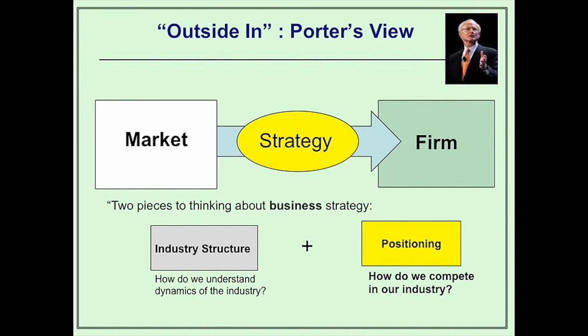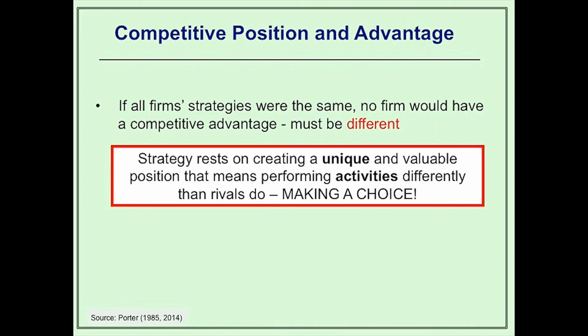Now here Porter is emphasizing the need for firms to be different. What he's saying is that if firms were all the same in industry, then no firm would have a competitive advantage. He goes even further. He says that strategy rests on creating a unique and valuable position, which means performing activities different than rivals do. And in that, fundamentally, firms have to make a choice if they're going to have competitive advantage. Let's listen to Michael Porter making this very point.